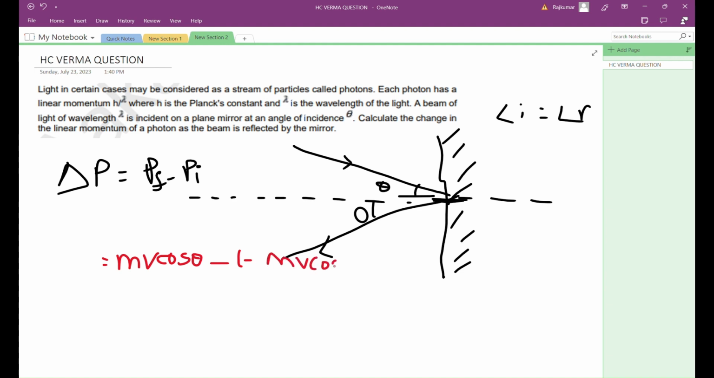Then we'll get the equation as 2mv cos theta. Okay, and this is our delta p.